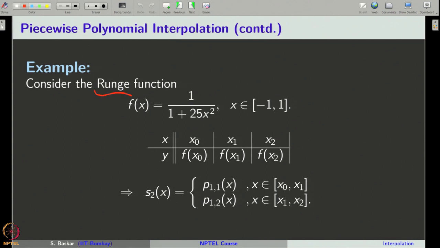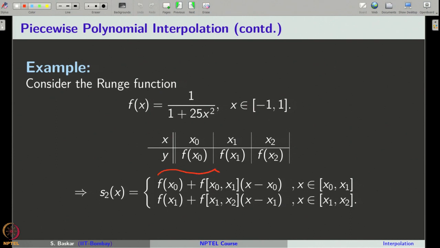Let us consider again the same Runge function. We have seen that one single polynomial interpolation with equally spaced nodes is not going to be a good idea to approximate functions like Runge functions. Let us take a data set consisting of 3 node points and the corresponding function values on them. They can be equally spaced nodes, and our interest is to construct a linear interpolating polynomial. Let me just put the Newton's form of interpolating polynomial here. There is no reason, you can use either Lagrange or Newton. Since I have already shown the expression for Lagrange in the previous slide, now I have shown the Newton's interpolating polynomial formula here. You can use anything you want.